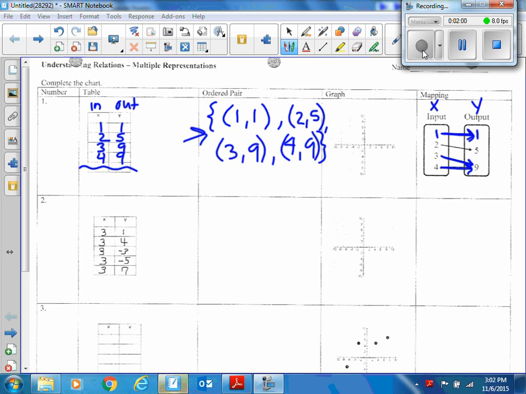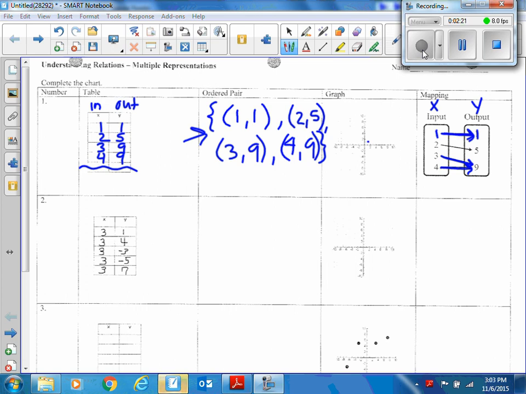So now we've gone from a mapping, and we listed our ordered pairs from that mapping, and from ordered pairs, we constructed a table. So now finally, we're going to graph it. This graph is kind of small and it's going to be hard, so just do the best you can. So I'm going to do 1, 1 first. I'm going to say that's about there.